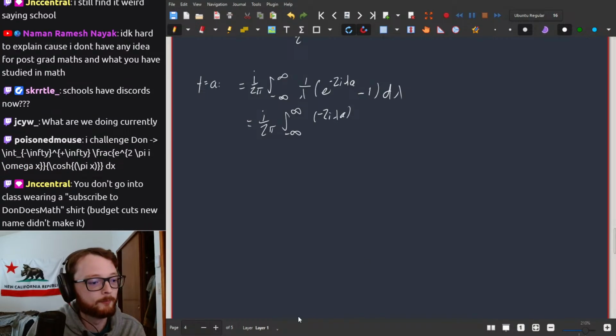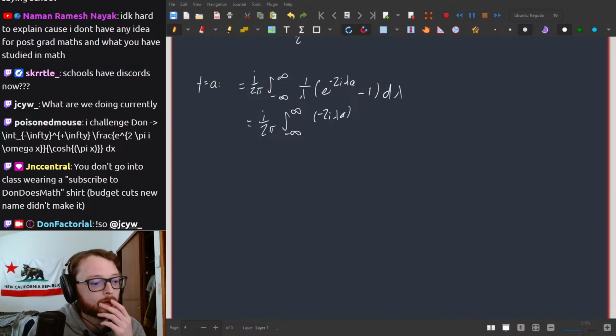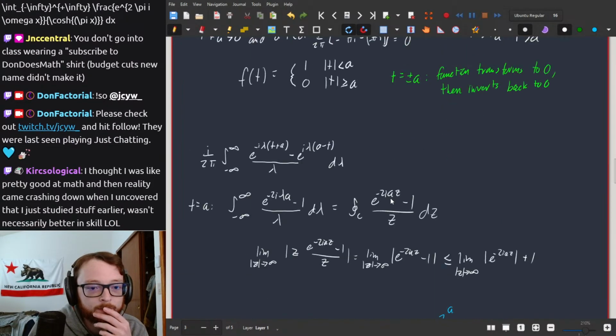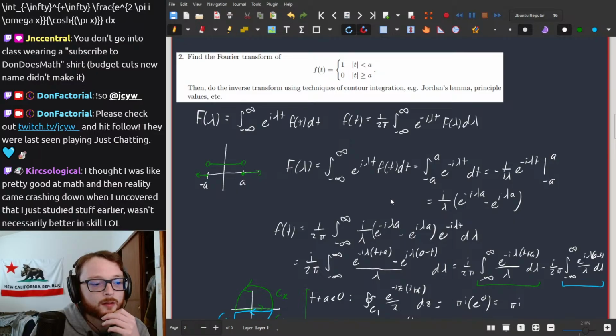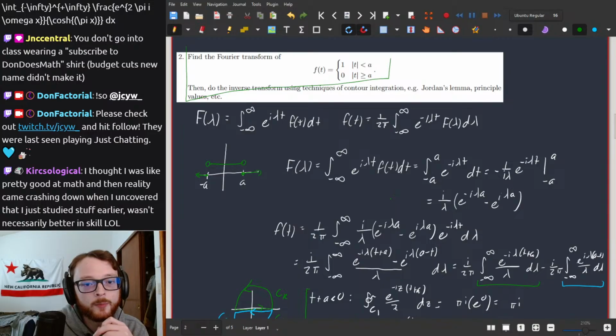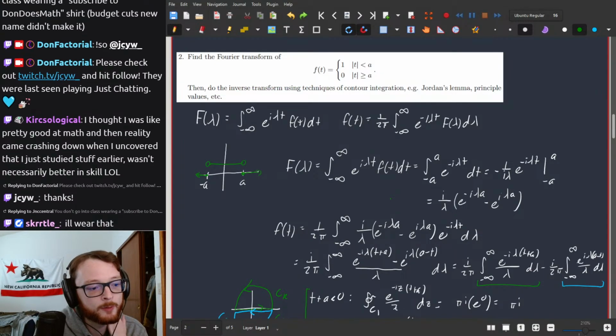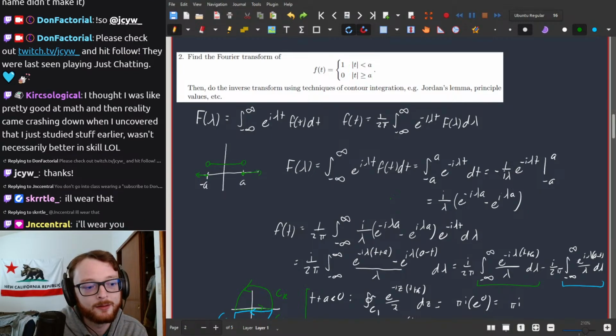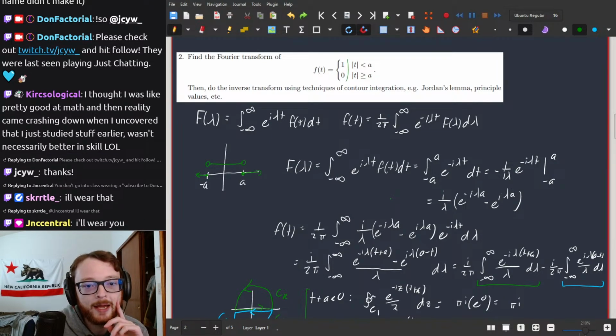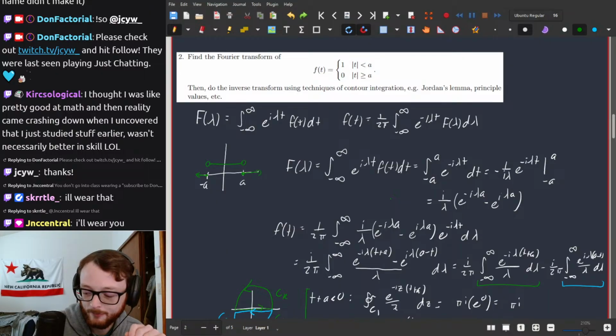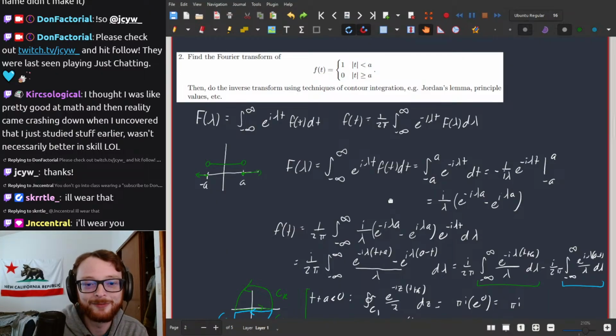Hey JC. What's happening right now is I've solved 99% of this problem. The initial problem is to find the Fourier transform of that and then do the inverse transform. I've done the Fourier transform. I've done the inverse transform everywhere except at t equals plus and minus a. And I know it should result in 1/2 the average of these two, but I'm trying to justify that. And that's what I've been struggling with.